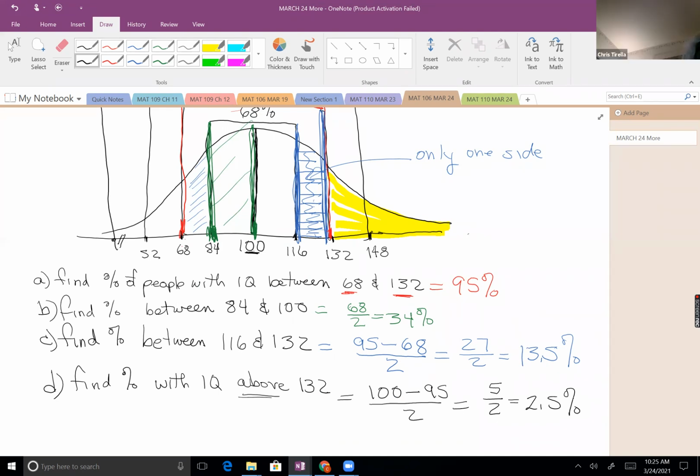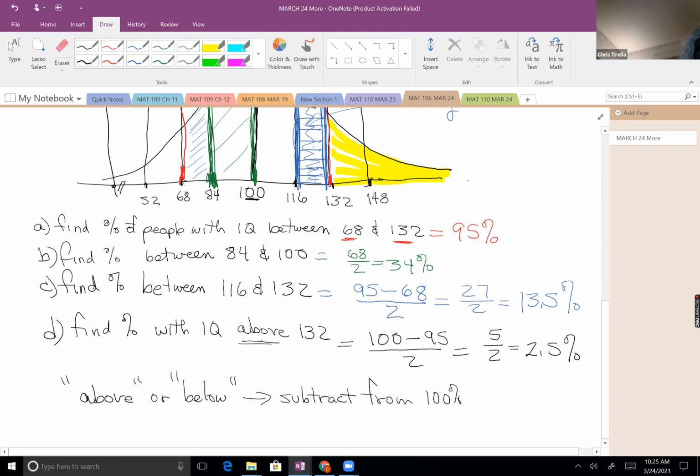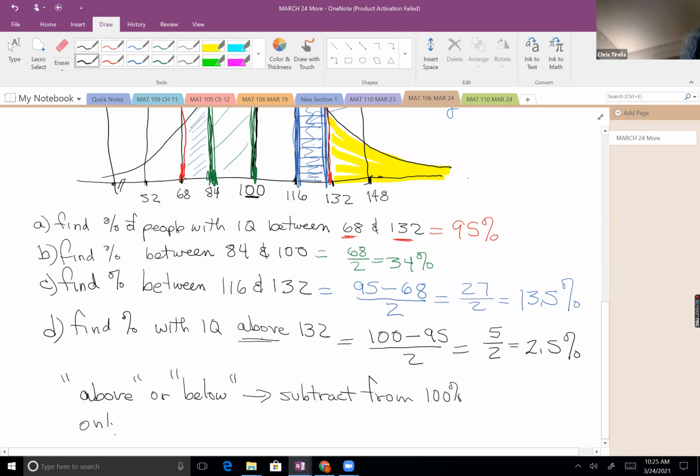And so if I'm looking at words like above or below, I subtract the percent from 100. And if I'm only on one side, I'm going to divide by 2.